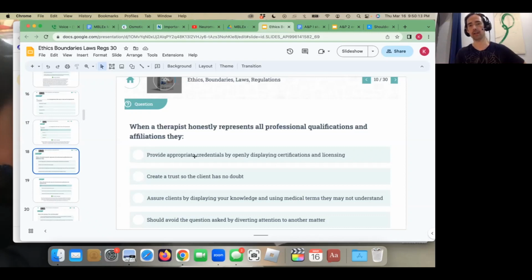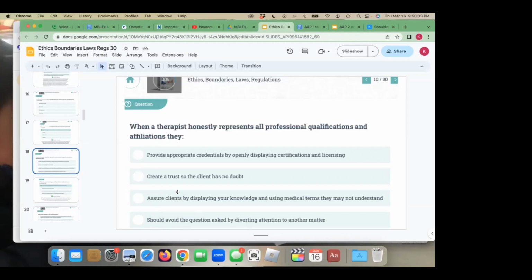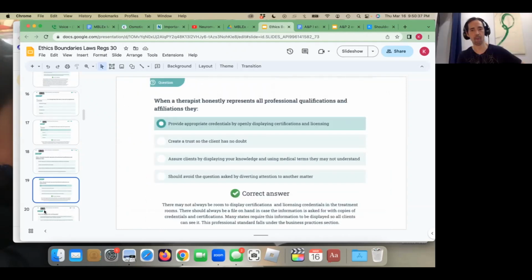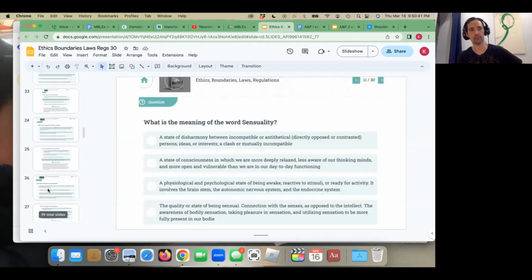Are you providing appropriate credentials by openly displaying certifications and licensing? Are you creating trust so the client has no doubt? Are you assuring clients by displaying your knowledge and using medical terms they may not understand? Should avoid the question asked by diverting attention to another matter. So these last two are like toss outs. So it's A. Yeah, it's A. Okay, moving on.